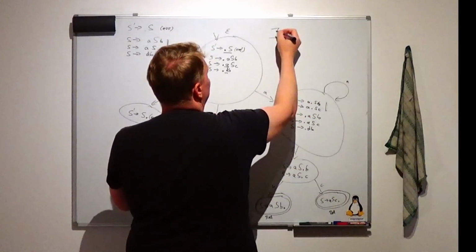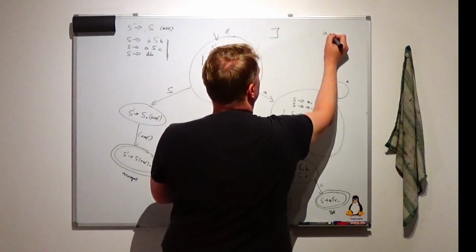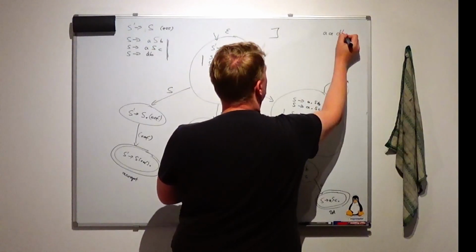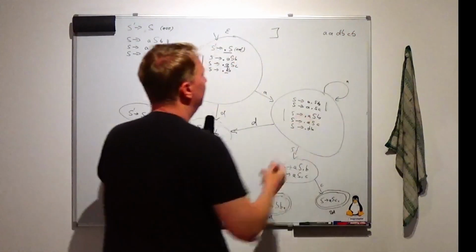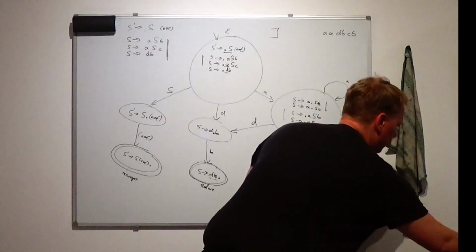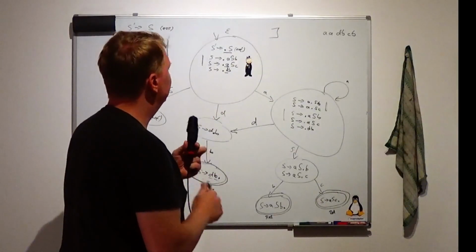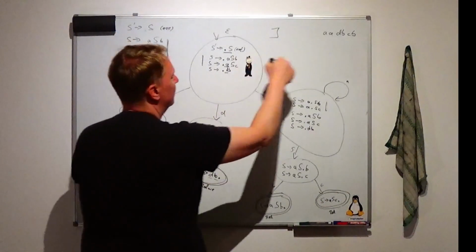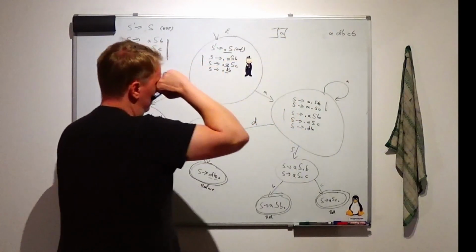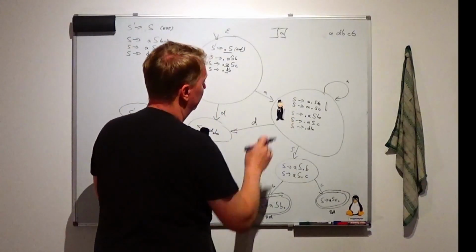So let's say here's my stack, and my input is AA, DB, CB. Okay. Now this is my start state, so this is where I start, and that's a shift state, so I shift this A onto the stack and move over this A transition.